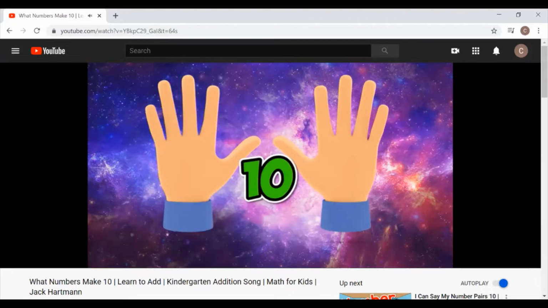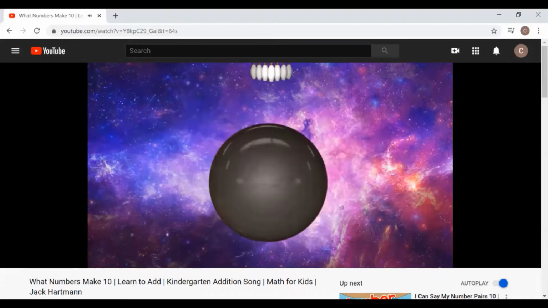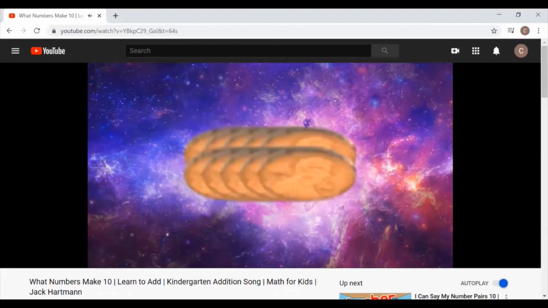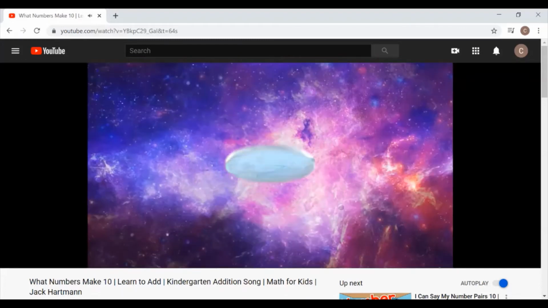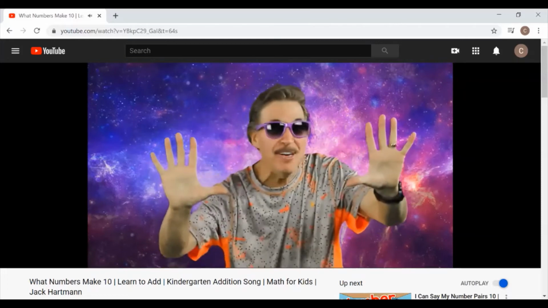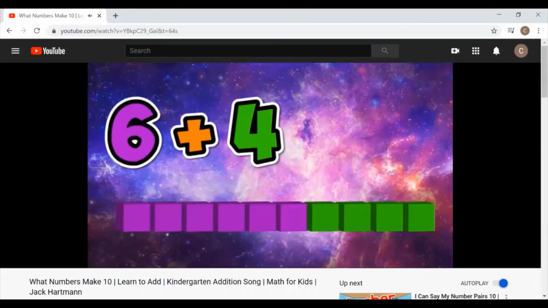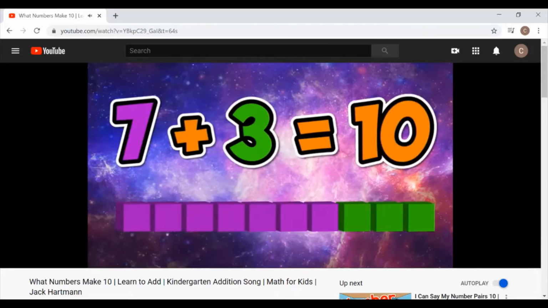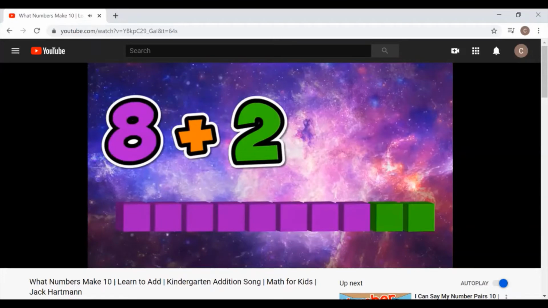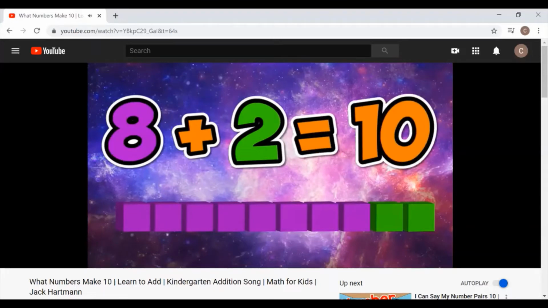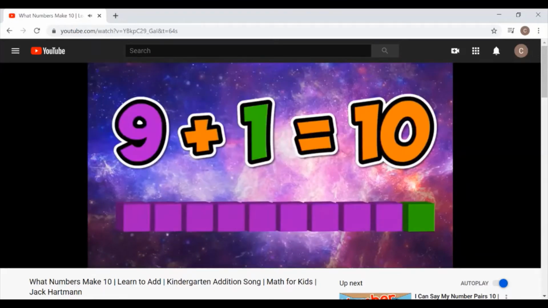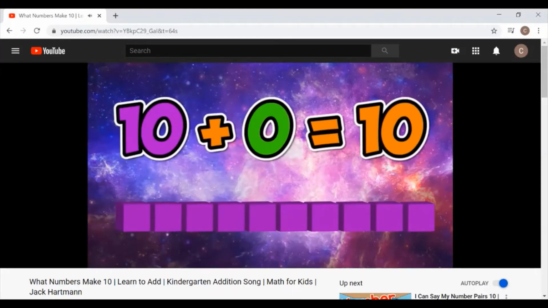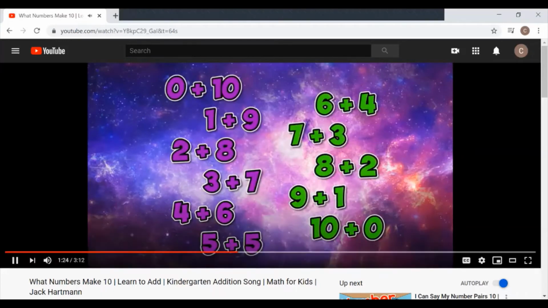10 fingers, 10 toes, 10 pins you knock down when you bowl. 10 cents makes one dime. What numbers make 10 every time? 6 plus 4 makes 10. 7 plus 3 makes 10. 8 plus 2 makes 10. 9 plus 1 makes 10. 10 plus 0 makes 10. These numbers are friends of 10.